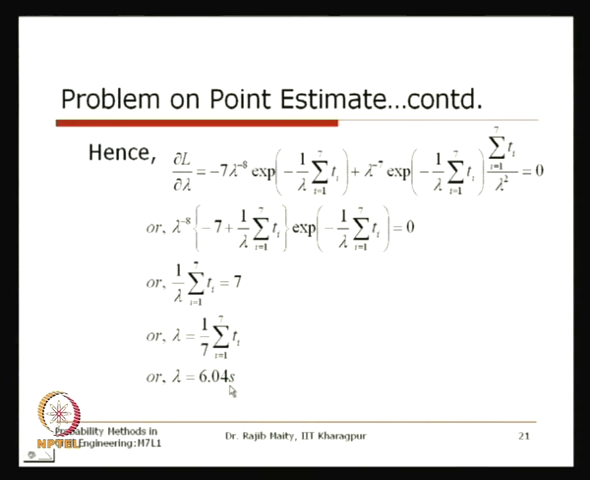So for this example that we have shown, the parameter estimated by both methods is the same: lambda is equal to 6.04 second for both the method of moment and the method of maximum likelihood. But sometimes in some problems, in some distributions, these two estimates may not be the same.